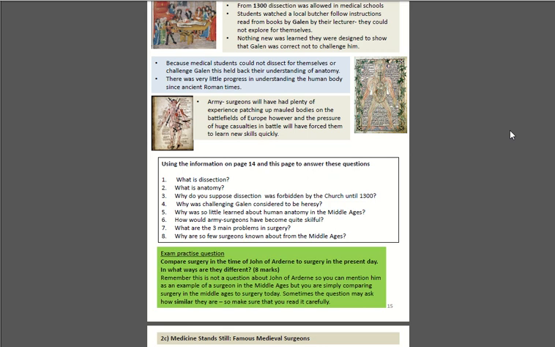So you might want to talk about how, in modern times, we have anaesthetic, which puts us to sleep and there's no pain, whereas this wasn't necessarily the case in medieval times. You might want to also talk about how nowadays we use antiseptics, whereas in medieval times these weren't widely used.